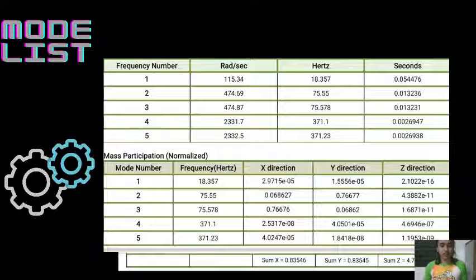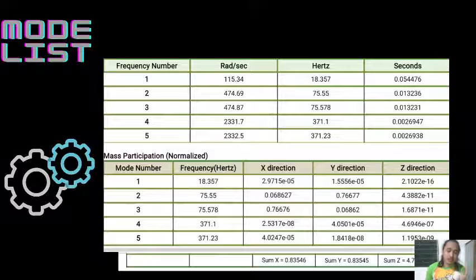So in the upper table, we can see the mode list table. In this table, we can see the frequency number or the number of modes from 1 to 5, the angular velocity of our shaft during our simulation in radians per second, the frequency in hertz, and the time in seconds. The bottom table is the mass participation.